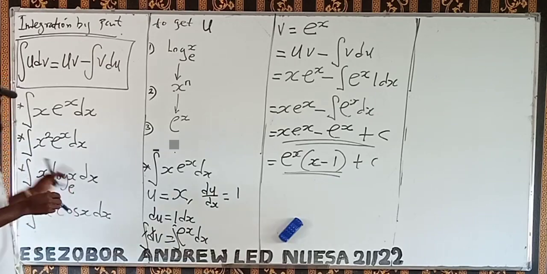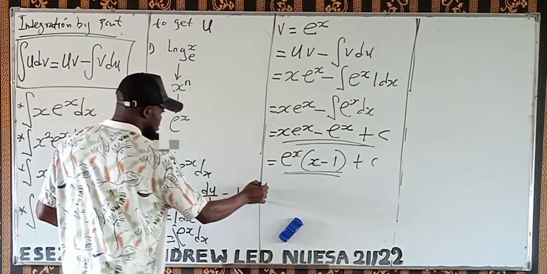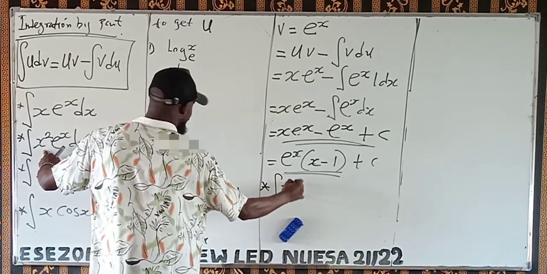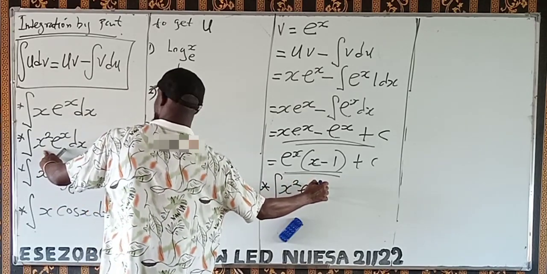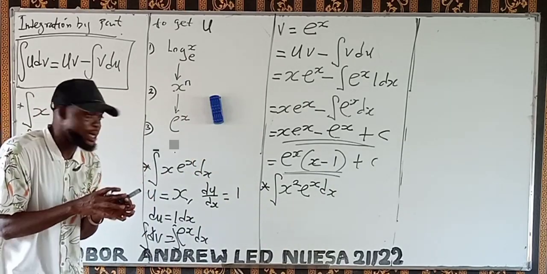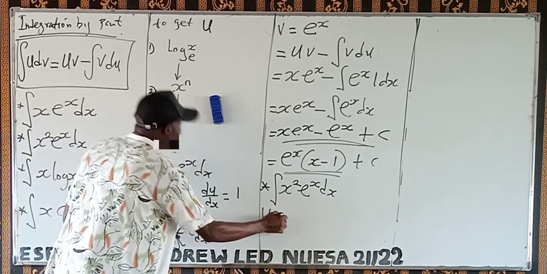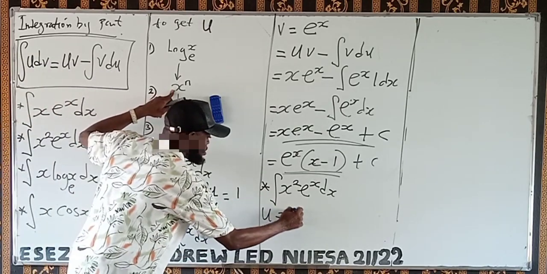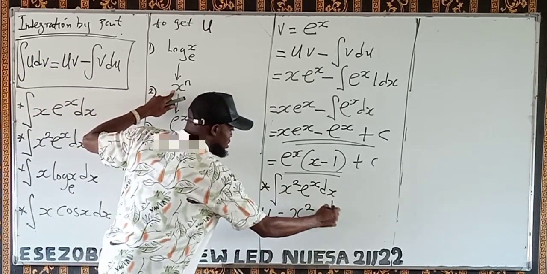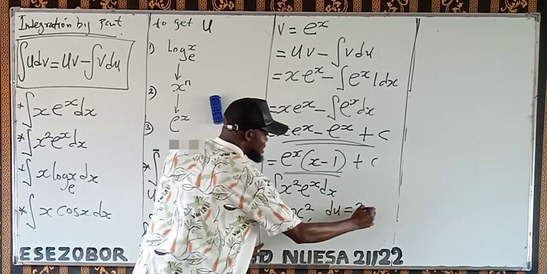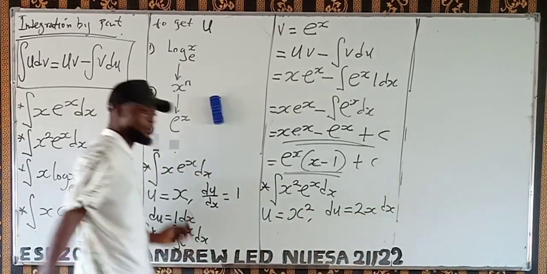Then, okay, let's try this other one. So that this one I use one to explain, that's how you get it. Integral x squared exponential x dx. So the first thing you do, you select out your u. For this one, what is u? It is x before exponential x. So x squared is the u. Then du will now be differentiate this one. We will have 2x dx.